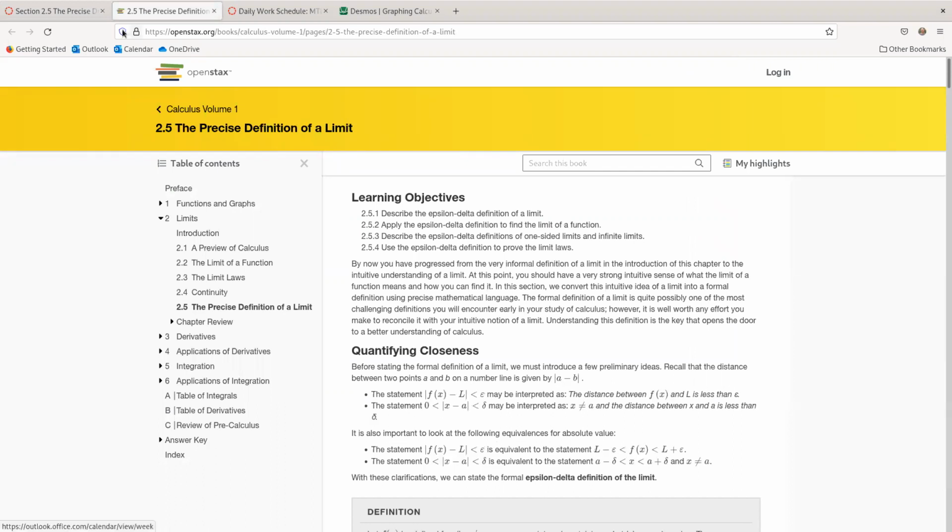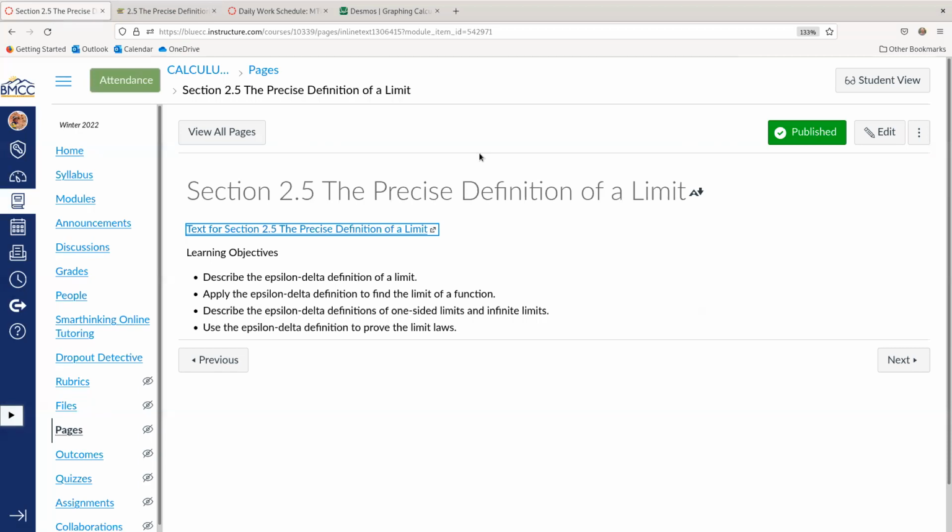And the question is, why do we need a precise definition of a limit? Because most of our limit stuff has been a little bit sketchy. Just looking at a graph, relying on the computer to do it for us. Hopefully someone programmed that computer right.